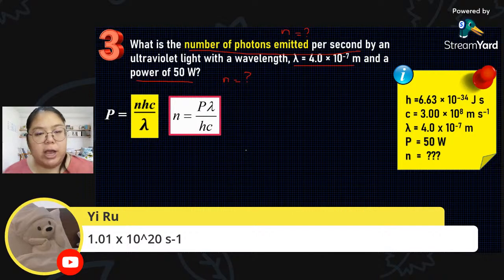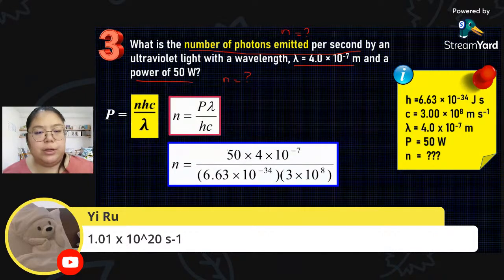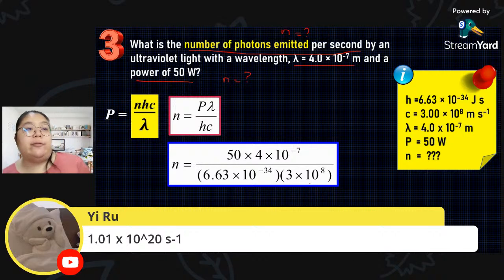So we're going to check. I put in all the things: 50 is the power, the wavelength, then over the Planck constant and also the speed of light. Linghan and Jiawei. Linghan gave me a long number. Jiawei gave me a long number, 1.006, for four significant figures. So we're going to check the answer.